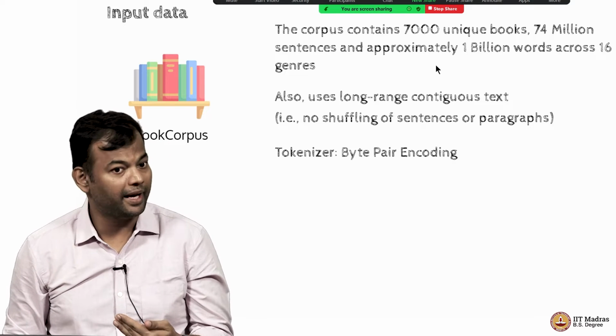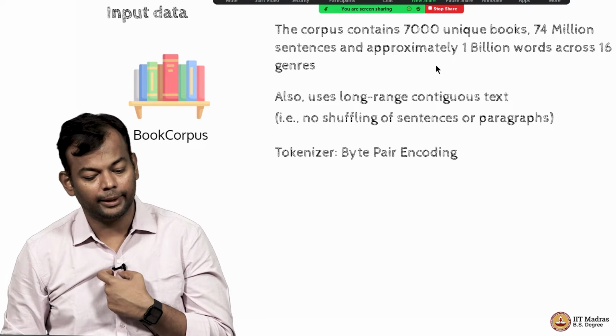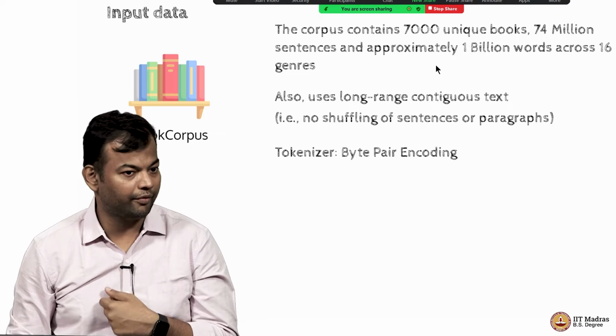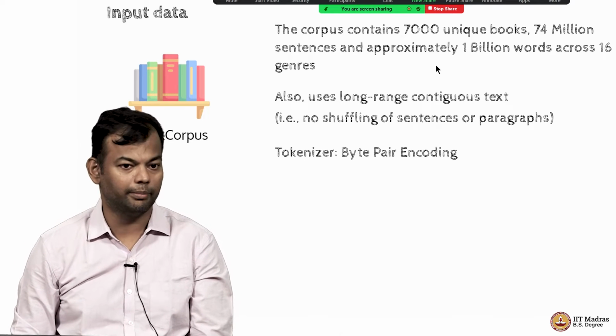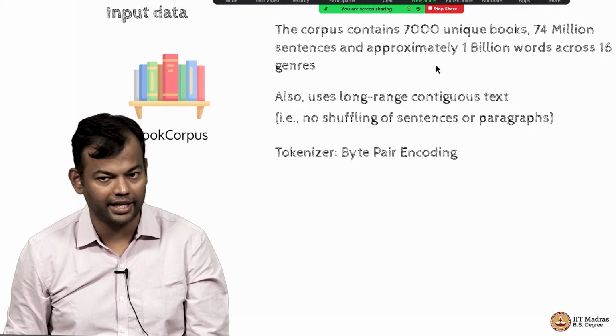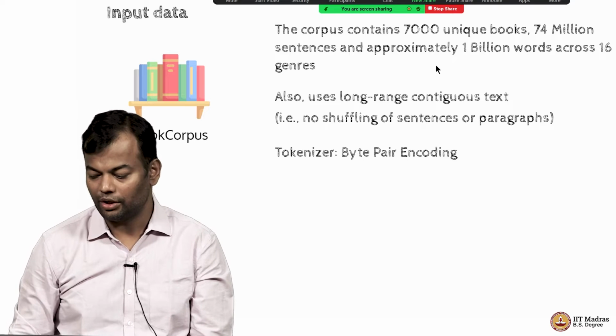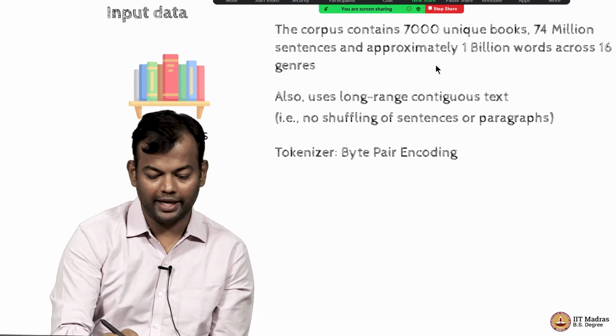And it uses byte pair encoding. So this tokenizer is something that we have not looked at yet. We will look at it when we study the BERT model. We look at what kinds of tokenizers exist. But you could just think of it as a way of tokenizing the input sentence.